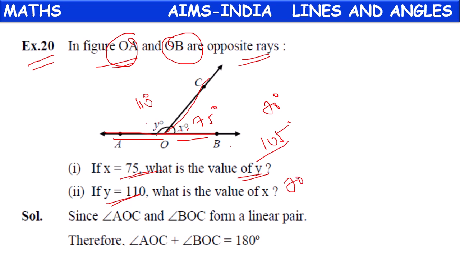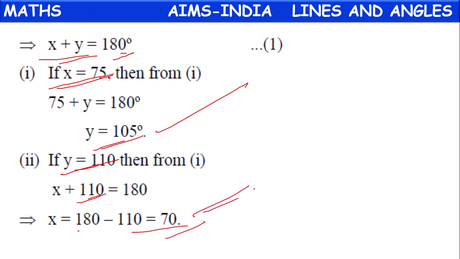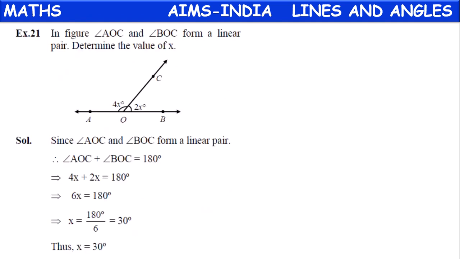Or if y equals 110 degrees, x is 70 degrees. Directly we can tell. Since AOC and BOC form a linear pair, their sum should be equal to 180. So x plus y equals 180. If x equals 75, y equals 105. If y equals 110, x equals 70. Like that we can do.